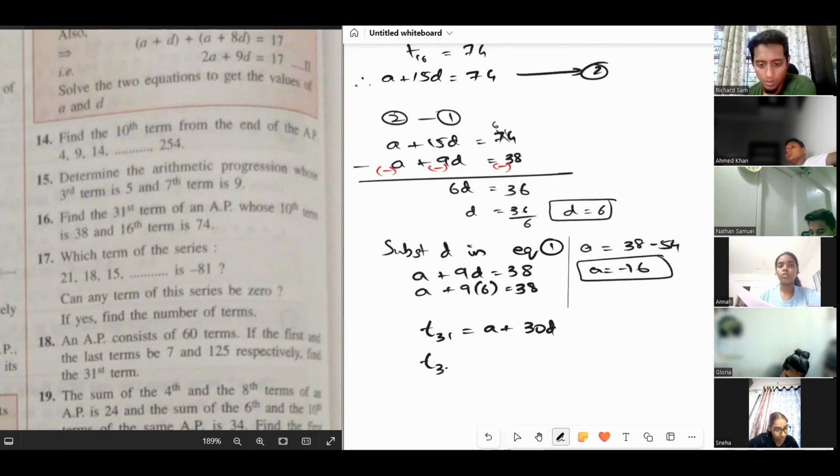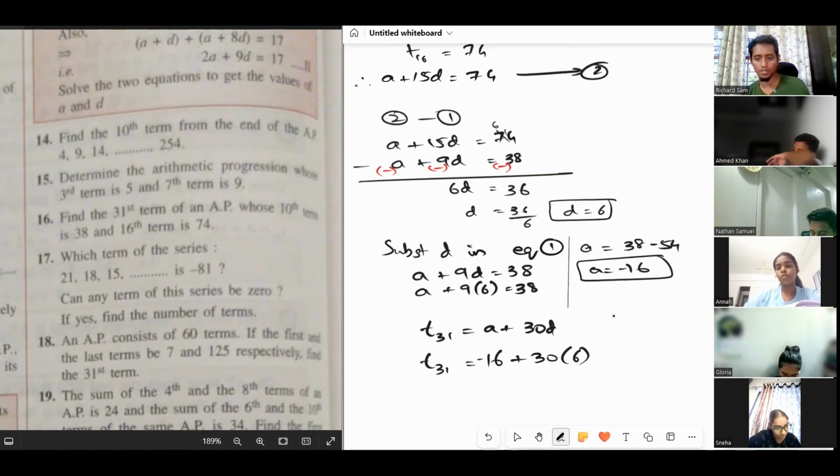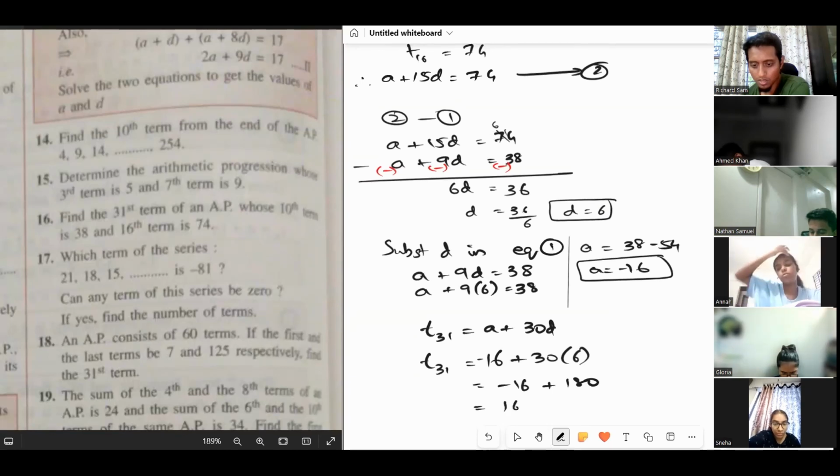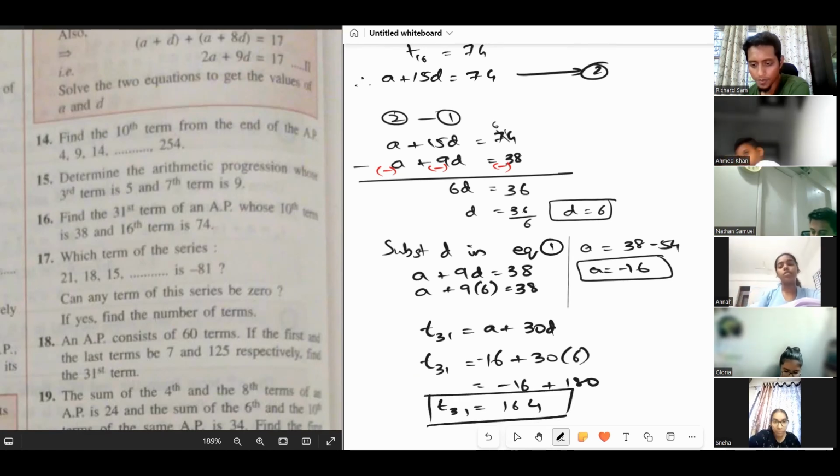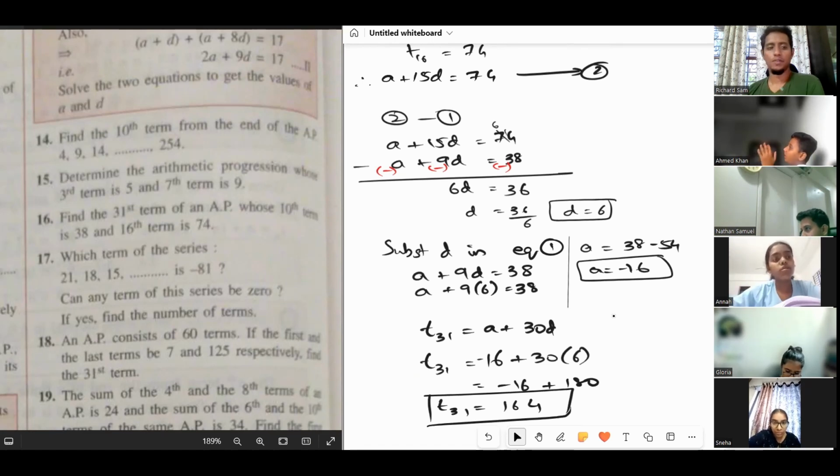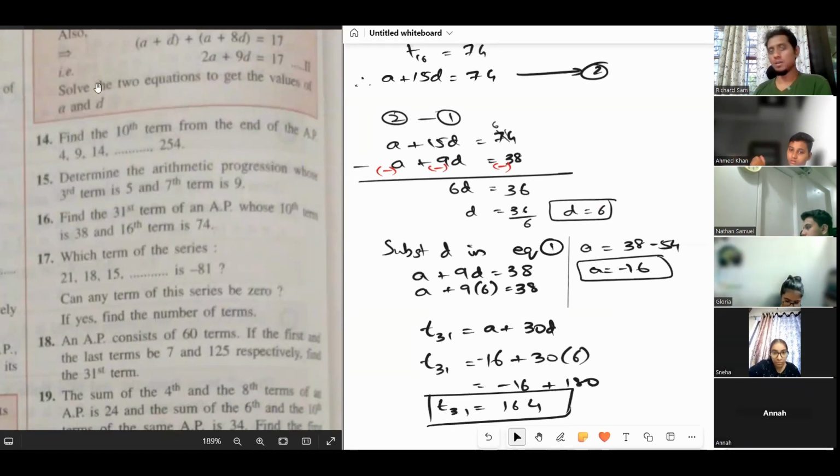Okay, what is the T31? T31 is equal to minus 16 plus 30 into 6. That is minus 16 plus 180, which is equal to 164. Did you get 164? Yes, sir. Yes or no? Okay. Yes. Everyone clear?